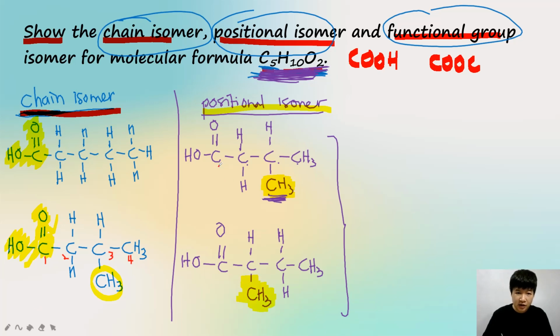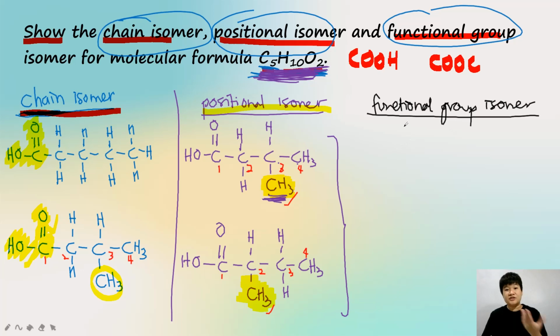It's changing because this is carbon number 1, 2, 3, and 4. This is located on the third carbon, and over here is located on the second carbon. Can you see that? Alright, positional isomer. So always remember, positional isomer is not only changing the functional group, you can also change the branches, the carbon branches. Okay? Next, functional group isomer.